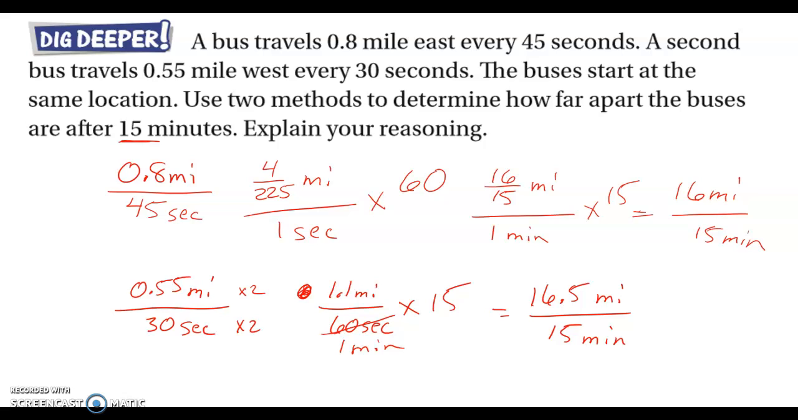So we want to figure out how far apart the buses were. So if one went east 16 miles and the other one went west 16.5, you would do 16 plus 16.5. And when I add those up, I get 32.5 miles apart. So they would end up being 32.5 miles apart from each other.